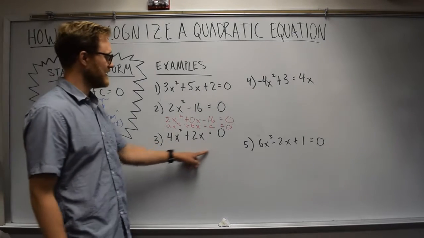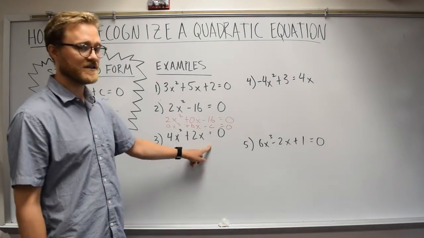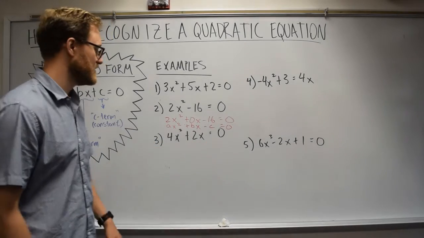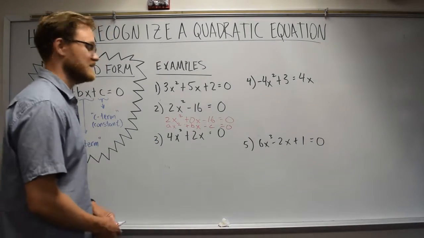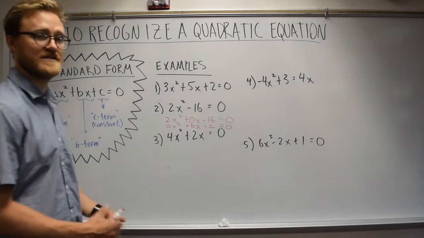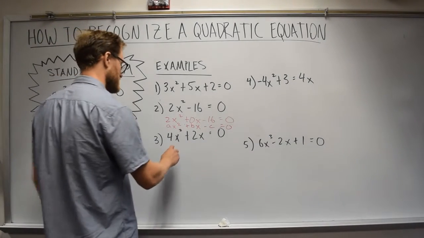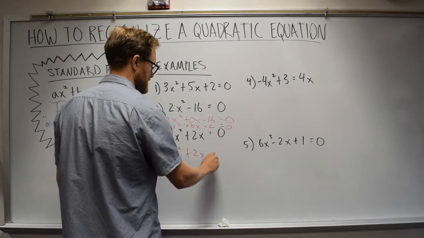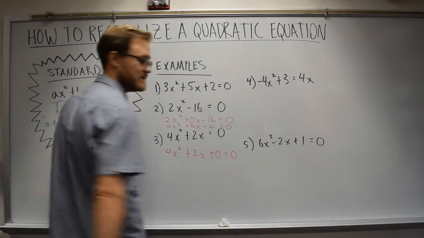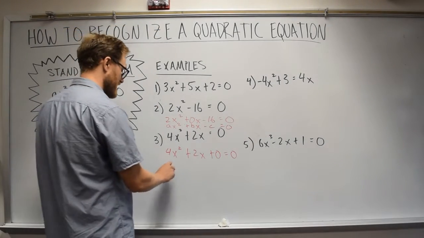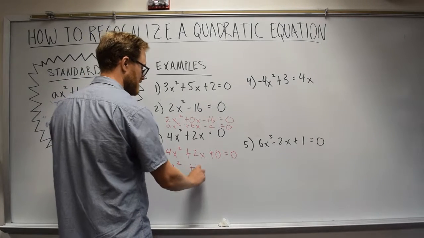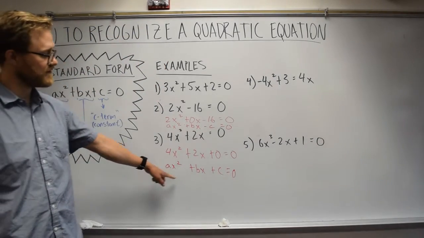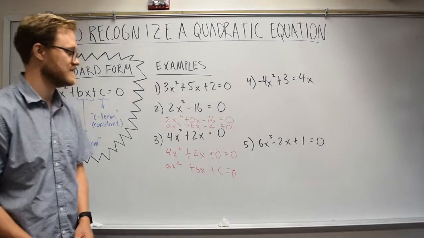When I look at number 3 here, same thing. I am missing a term. I have an a term, so I have a squared term. I have a linear term, but I'm missing a constant. So I can replace that constant with 0. Once again, adding 0 to something doesn't change it. It's still the same expression. So I'm going to rewrite this as 4x squared plus 2x plus 0 equals 0. So this is my a term, this is my b term, and this is my c term. So my a term is 4x squared, my b term is 2x, and my c term is 0.